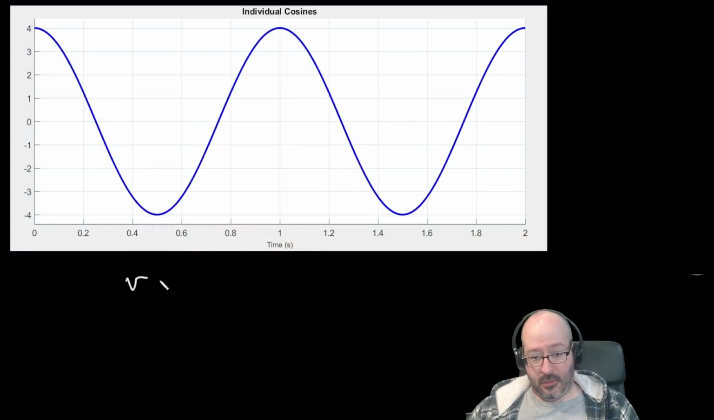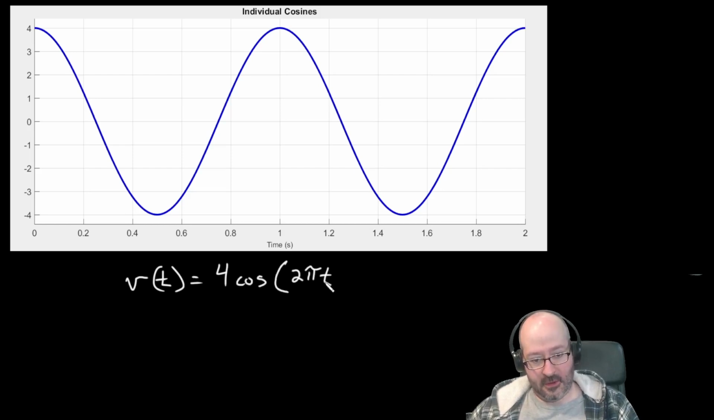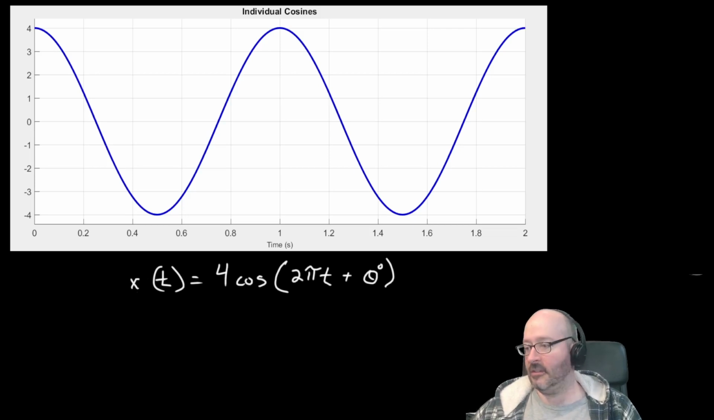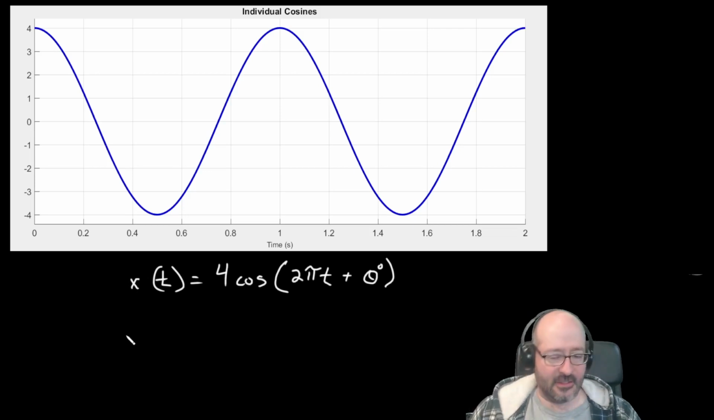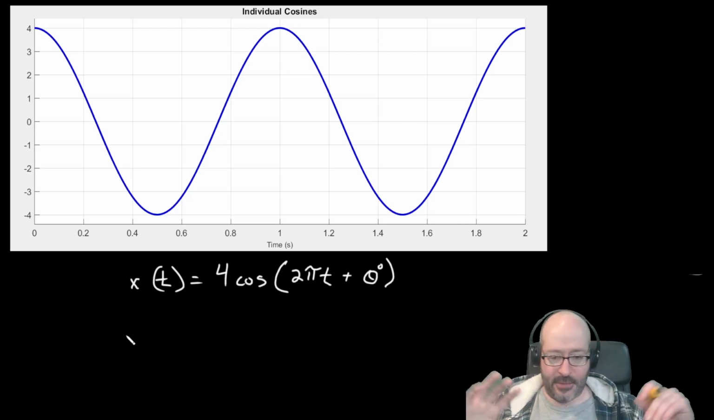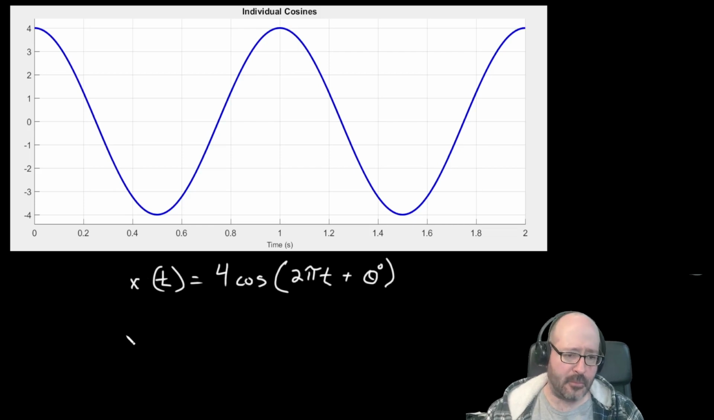So what we plotted here is 4 cosine 2 pi times t, and we have no phase shift, plus 0 degrees, and that's all. This one's not in volts, right? I didn't label that axis, so we can just call it x, lowercase x. It could be a voltage, it could be a current. If you're going beyond the scope of these classes, it could be a force, a moment, a velocity, anything like that, as long as it's a cosine or a sine.